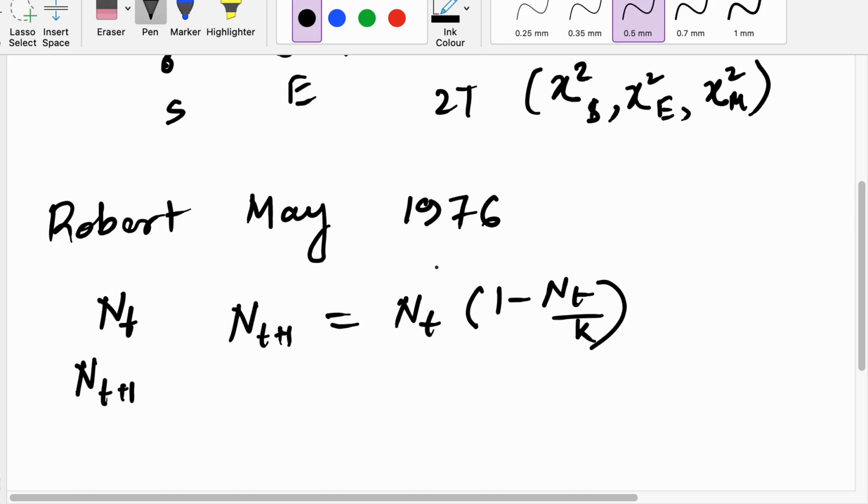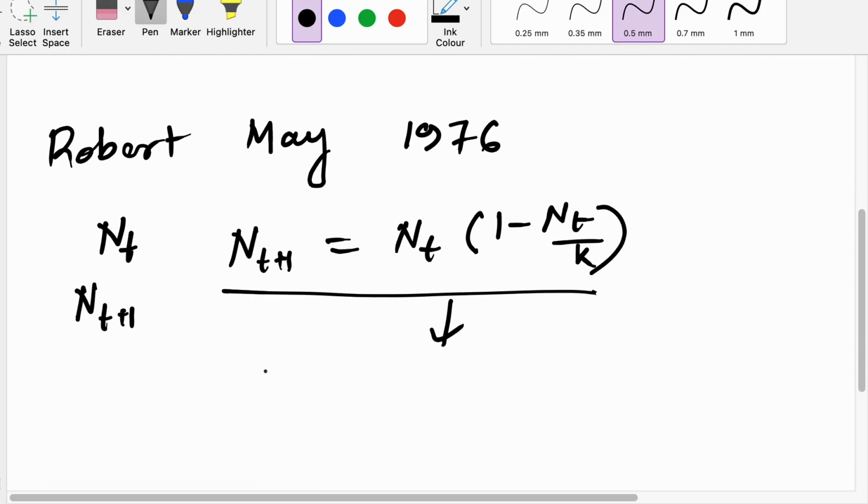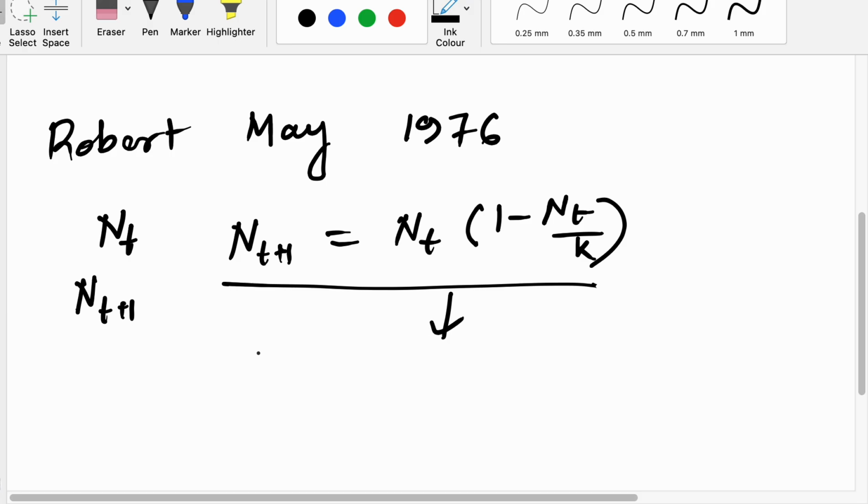This is called a map, because this is a difference equation, or it is called a map. Now from this equation, we will see how chaos comes into the picture. The problem with the differential equations studied by Poincaré and Lorenz is that they were differential equations.